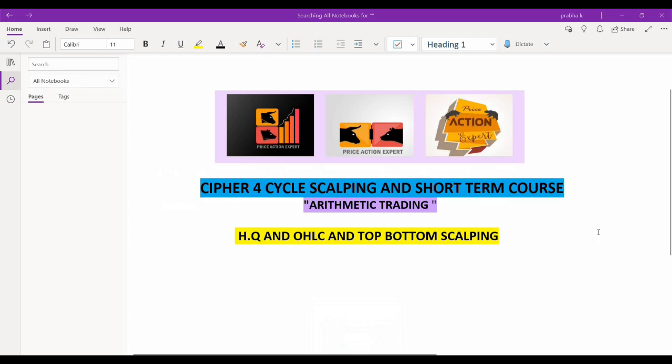Hello everyone, welcome back. In this Cipher 4 cycle scalping course, in this video, we are going to discuss HQ and OHLC and top bottom scalping, which means half yearly and quarterly and open high low close. Based on that, we are going to forecast and predict the bouncing areas on top and bottom based on the quarterly and 6 months highs and lows. We are going to scalp on that.